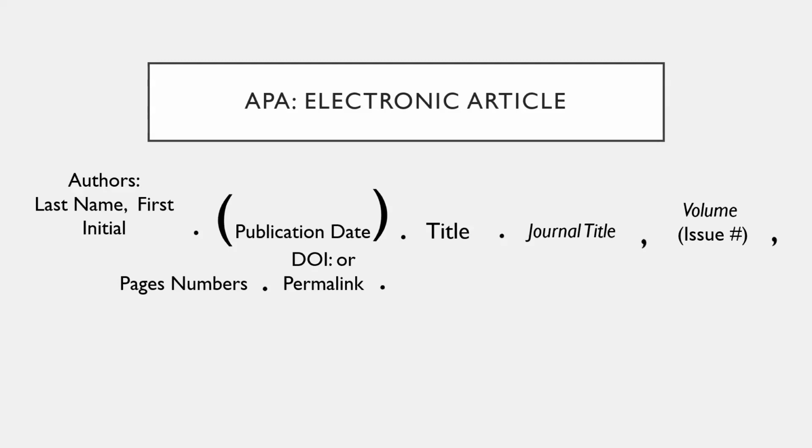Now you have two titles. So the first title is the title of the article, which were those bold words in the database. So that title is just written out. And then the journal title, you italicize that. Another interesting thing about APA is they also italicize the volume number, but not the issue number, which is a little unique, and those are separated by commas. And then you have the page numbers and the DOI or permalink.